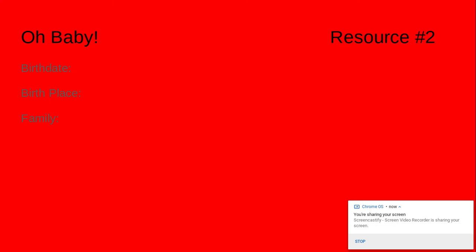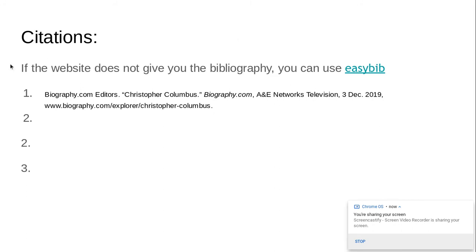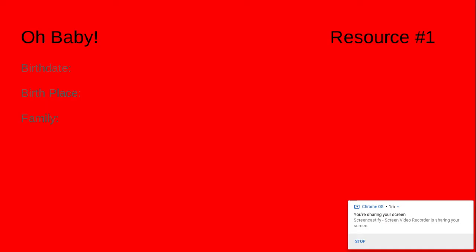Okay, the next note card looks exactly the same. It has the same headings, except in this corner it says resource number 2. Whichever citation you have in here for number 2 is the article that you are using to fill in this note card. Again, even if your first resource gave you the birth date, you're putting it down again if this article gives it to you, just to verify that that is definitely correct information.